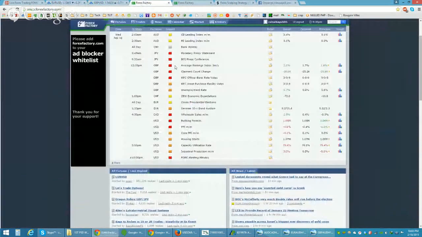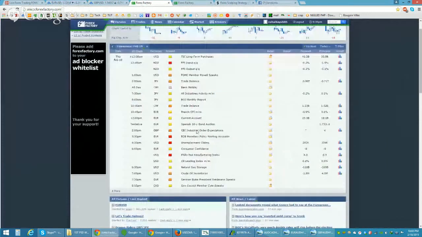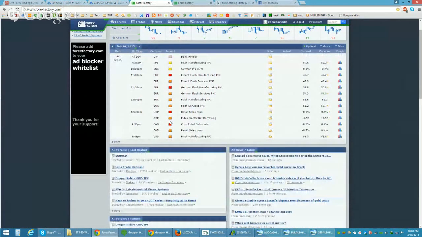Let's see when the next high impact event is. Maybe tomorrow. Friday. Can't really see anything. Maybe, I'm not really sure, the retail sales on the pound and core retail sales on the Canada might have some volatility, but they're not very high impact events.